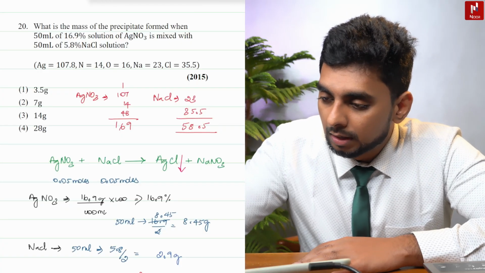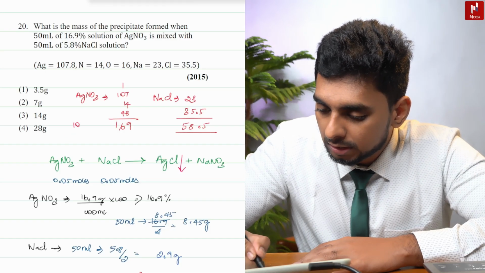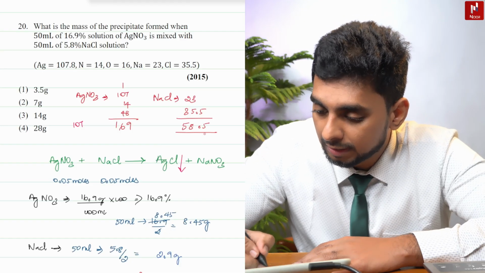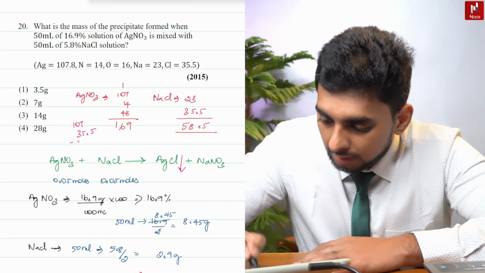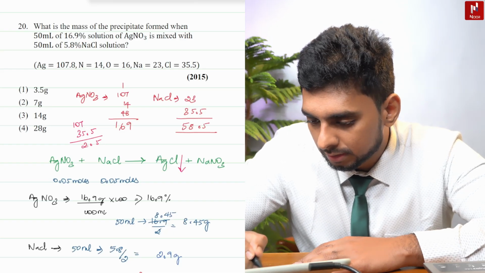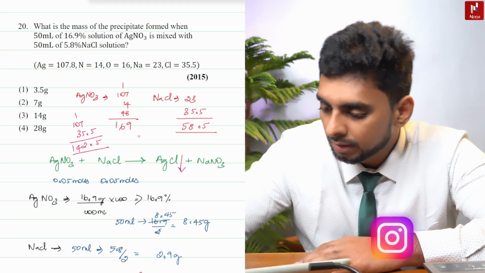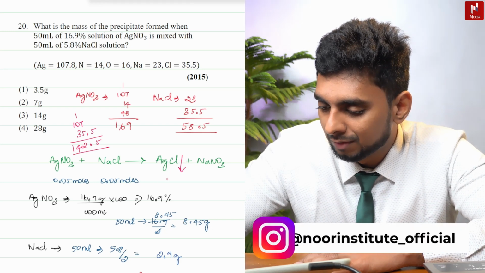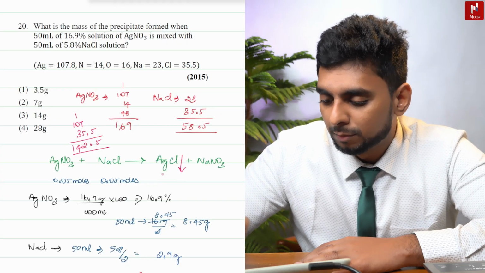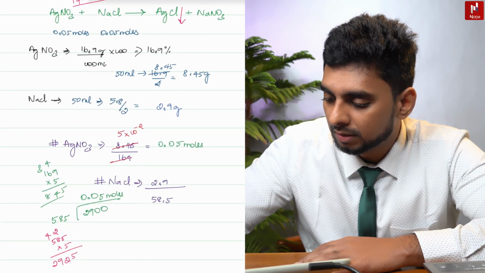Now let me find it for AgCl. So for AgCl, you will have 107 for the silver, and then for the chlorine that will be 35.5. So you'll have 142.5, isn't it? With respect to AgCl, I've got 142.5. That was the molar mass, and then I'll have to multiply it with 0.05, isn't it? So next step, let me do the multiplication, you'll get the answer.